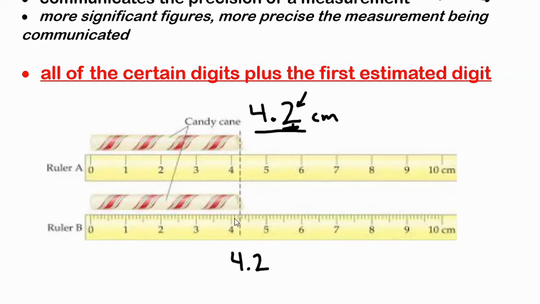I'm looking at these lines. Here's 1, here's 2. So it's more than 4.2, and now I'm guessing. So to me, it looks like it's about in between 2 and 3. So I'm going to say it's 4.25 centimeters.